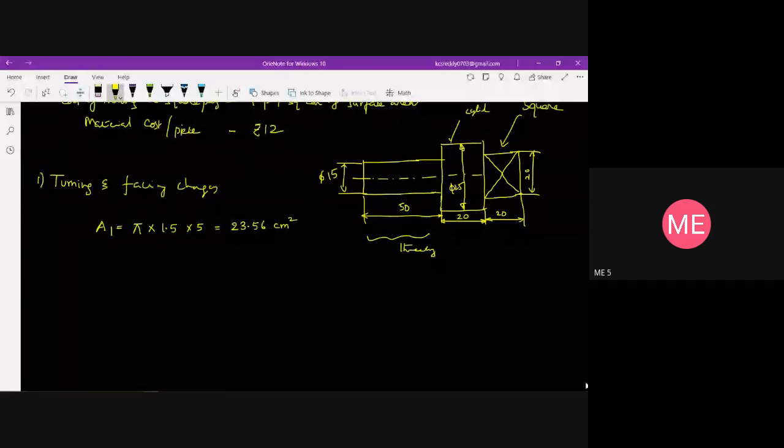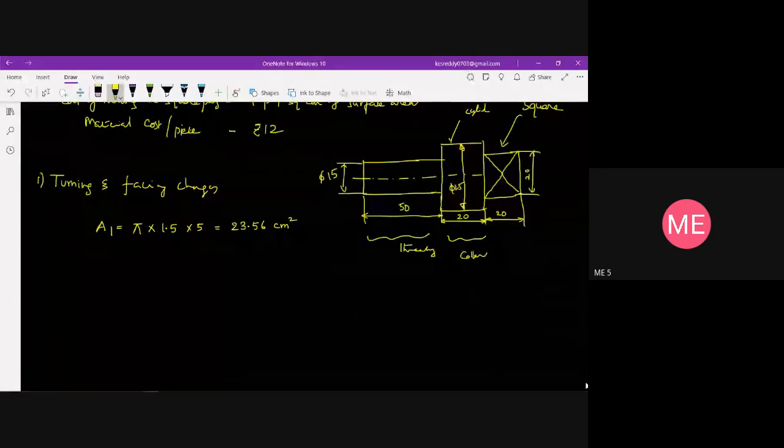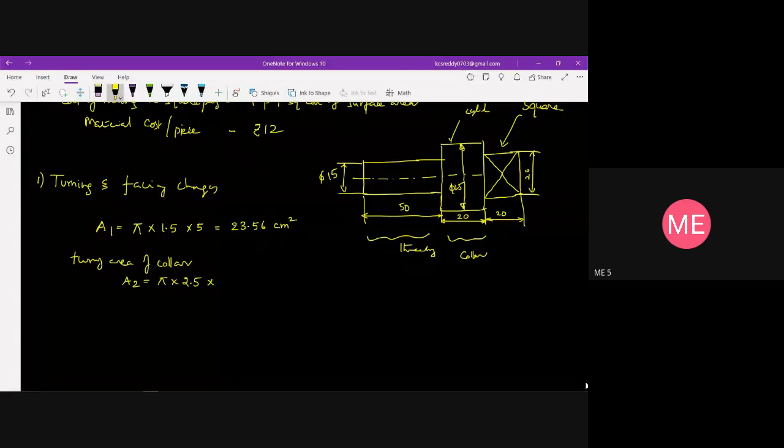Also this is the collar, which is called a collar. This portion also we have to go for turning. So how much area are we going to turn? So turning area of collar is taken as A2. That is pi into diameter, which is 25 mm, so it is 2.5 centimeter, into length, which is going to be 20. So pi d h. So together I'll be getting 15.7 centimeter square.